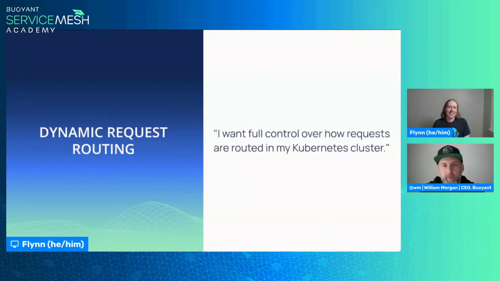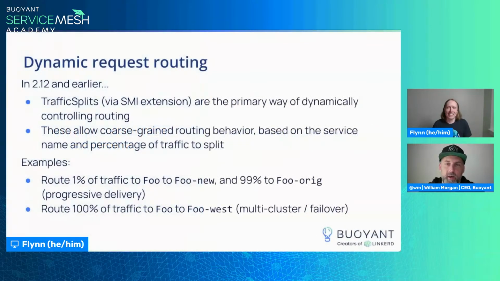Okay, so let's talk about dynamic request routing. The goal of this feature is that I want to have full control over the requests in my cluster. So let's start with what's available today in 2.12 and in a bunch of earlier releases. The way that you did any kind of request routing, I mean, technically this is all dynamic request routing, was you would use traffic splits, right? That was originally part of the core Linkerd. We ended up moving them into the SMI extension at some point, and that's your primary tool today.